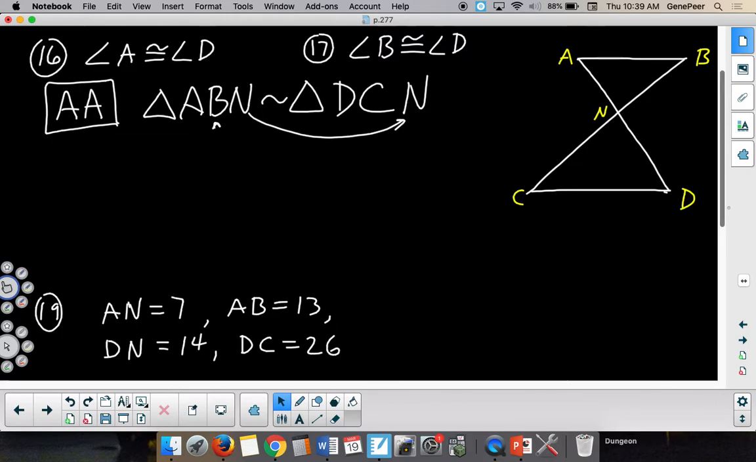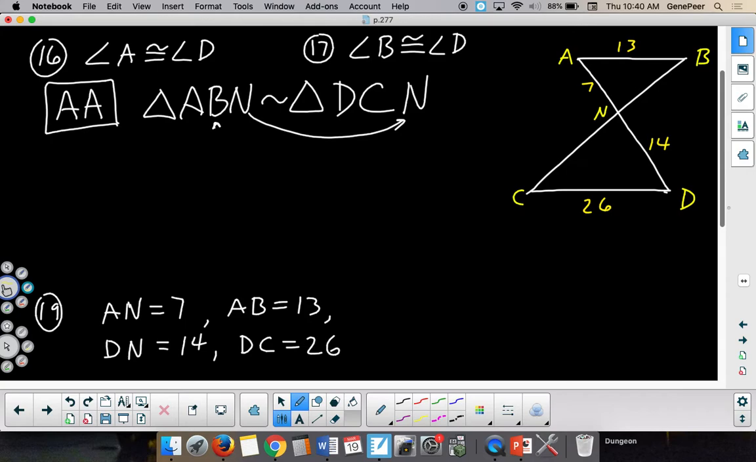Moving on. So, this time, we're told that AN is 7. AN is 7. We're told AB is 13. AB is 13. We're told that DN is 14. DN is 14. And DC is 26. DC is 26. Well, there's a little problem here.